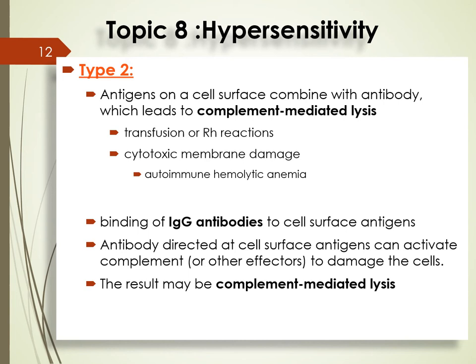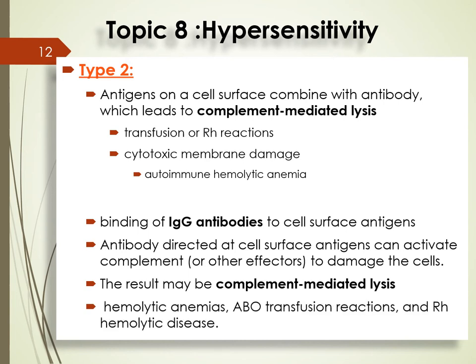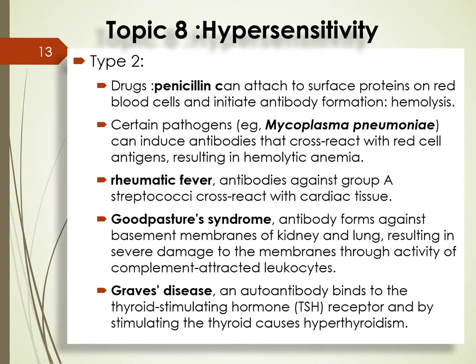And results in complement-mediated lysis. Examples of type 2 hemolytic reaction will be your hemolytic anemias and Rh incompatibility. Other examples will be drug reactions like penicillins, okay? Wherein penicillin attaches to the surface proteins of your red cells and initiates antibody formation, causing hemolysis.